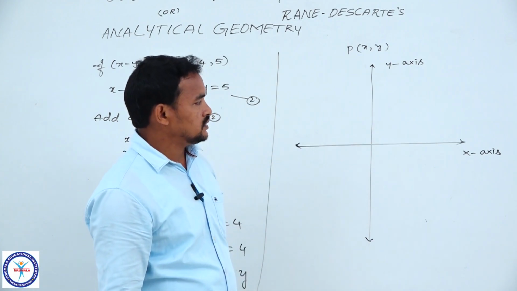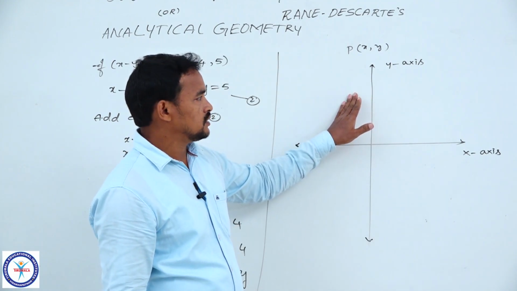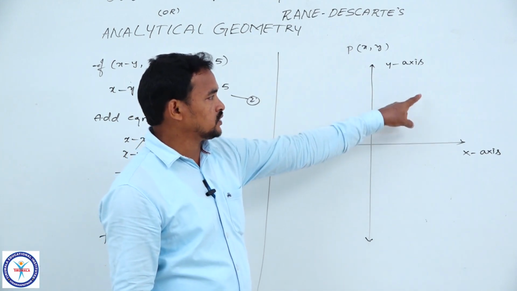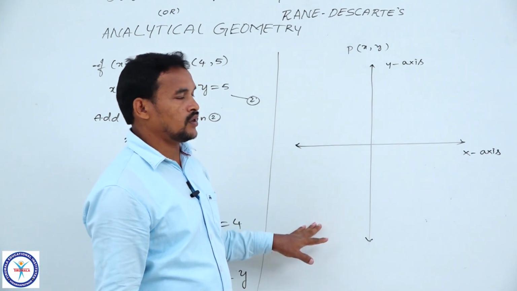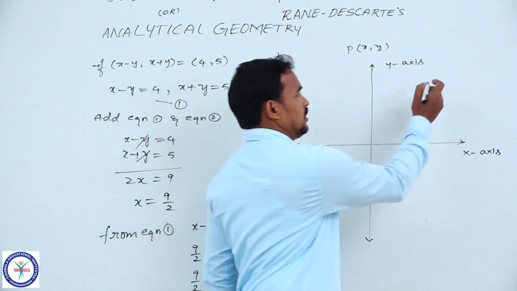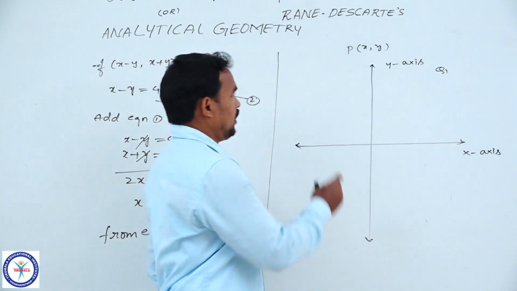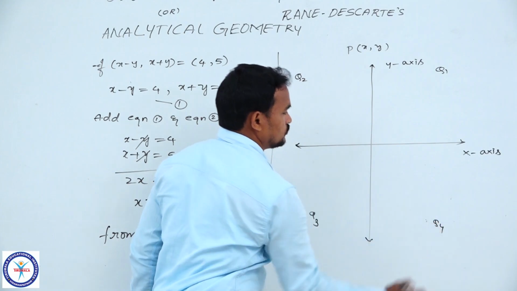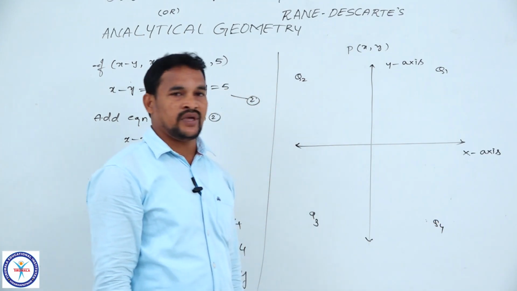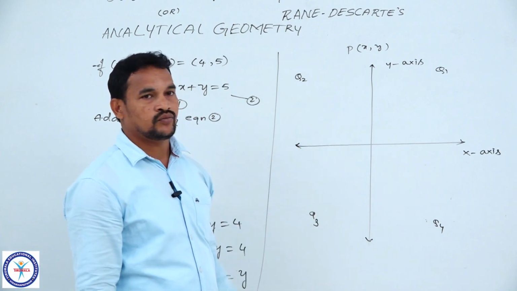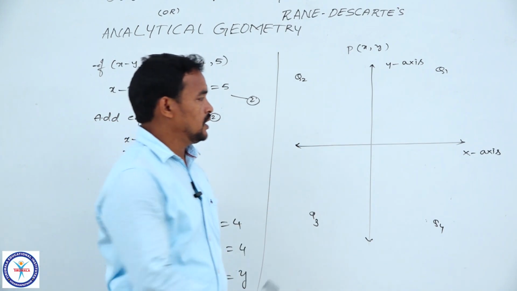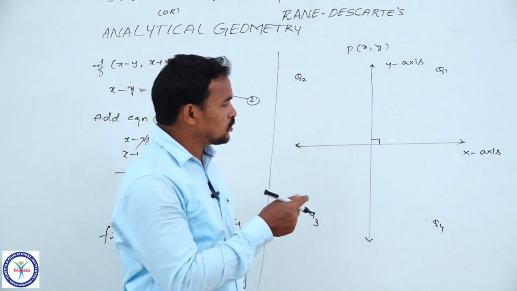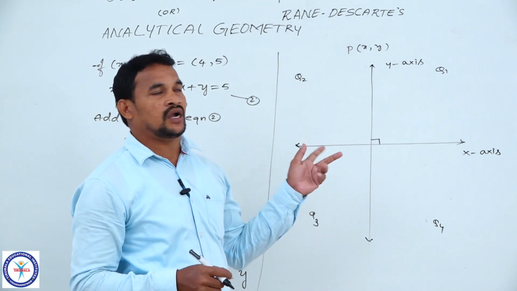Here we observe the x-axis and y-axis divide the plane into 4 parts. Each part is called a quadrant. So it is called the first quadrant, second quadrant, third quadrant, fourth quadrant. Generally, it is Q1, Q2, Q3, Q4. Here the x-axis and y-axis are mutually perpendicular to each other. When they are perpendicular to each other, those two axes are called coordinate axes.